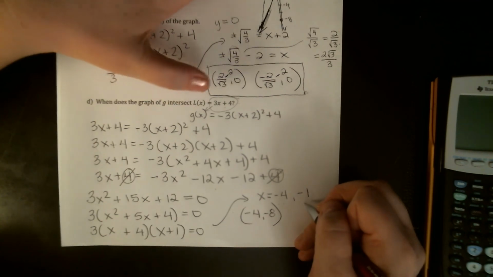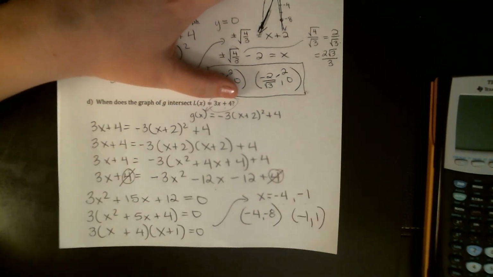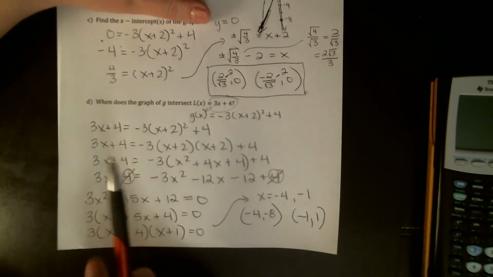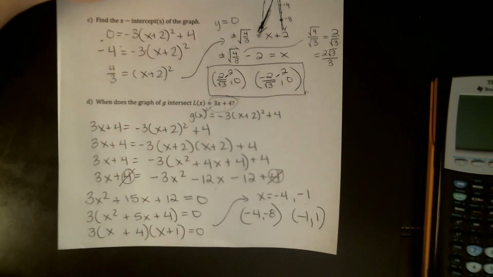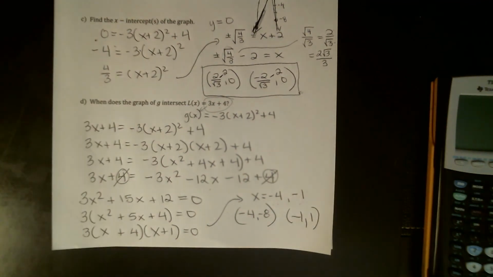And if we plug in negative 1, we get 1. And if you want a really good check, you could also plug negative 4 and negative 1 into g. If you do not get negative 8 and 1, then there's something wrong. You should get the same answer from both equations. So that's not a bad way to check yourself.